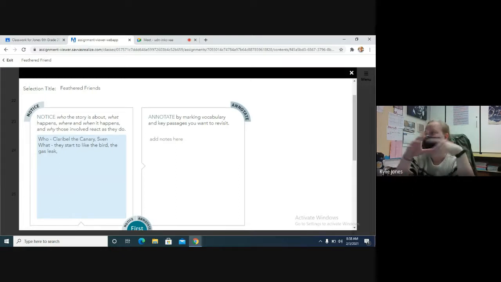So the gas is leaking into the space station. What happens? How do they know? What happens? Clarabelle passes out. And basically saves them. Interesting.